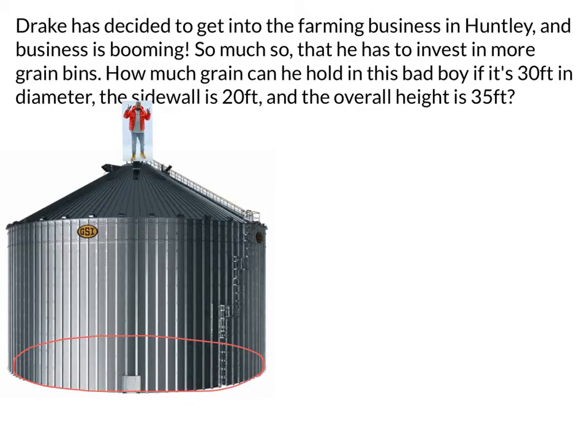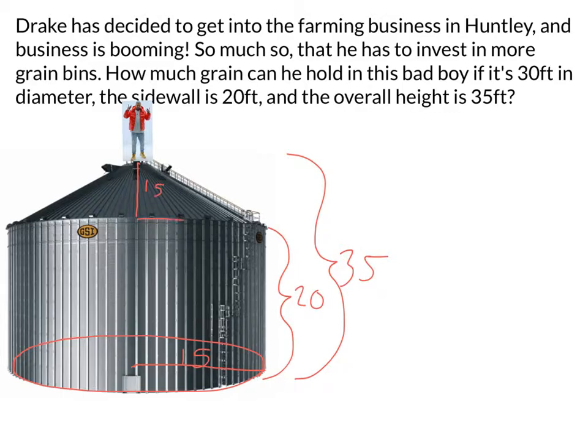Alright, and I know the radius is really the important part when I'm dealing with a volume problem. So my radius, if the diameter is 30, my radius is 15. I'm going to hold off on writing units just because it gets a little bit crammed. The sidewall is 20 feet, so that means this guy's 20. It says the overall height is 35, which would mean that's 35. So my height of this top part, which looks to me like a cone, is 15. And I know my radius will be the same as the one down there.